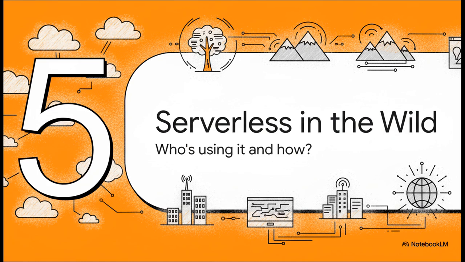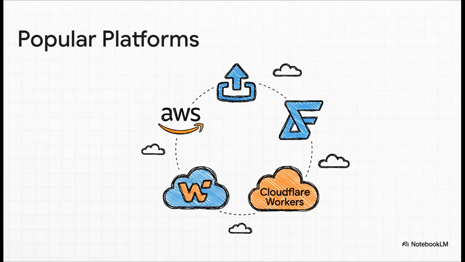All right, enough of the theory. Who's actually using this stuff in the real world, and what are they doing with it? Turns out, it's pretty much everywhere you look. You've got all the big names in the game. Amazon's AWS Lambda is probably the most famous one, but you've got Microsoft's Azure Functions, Google Cloud Functions, and even newer players like Cloudflare Workers. Thousands and thousands of companies are relying on these platforms every single day.